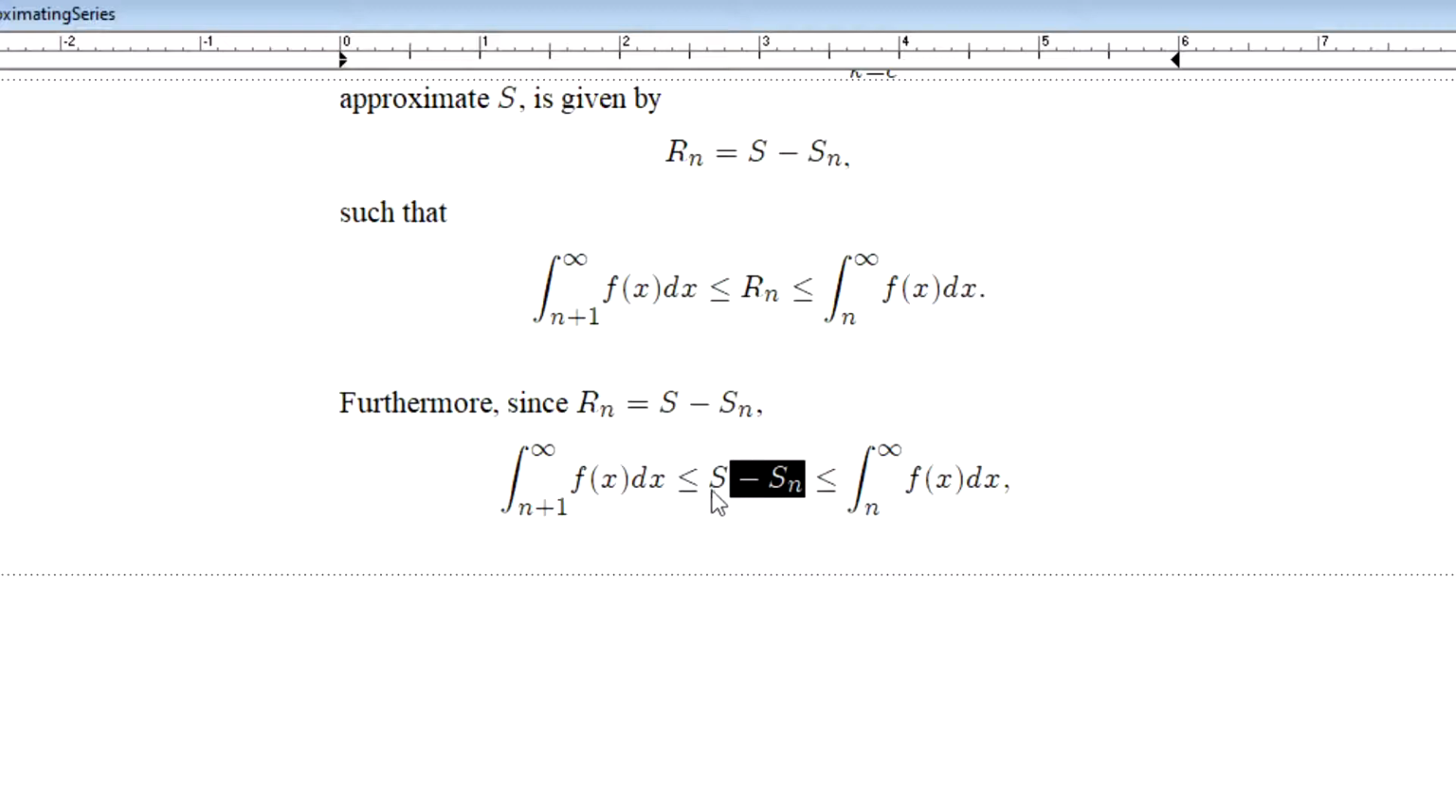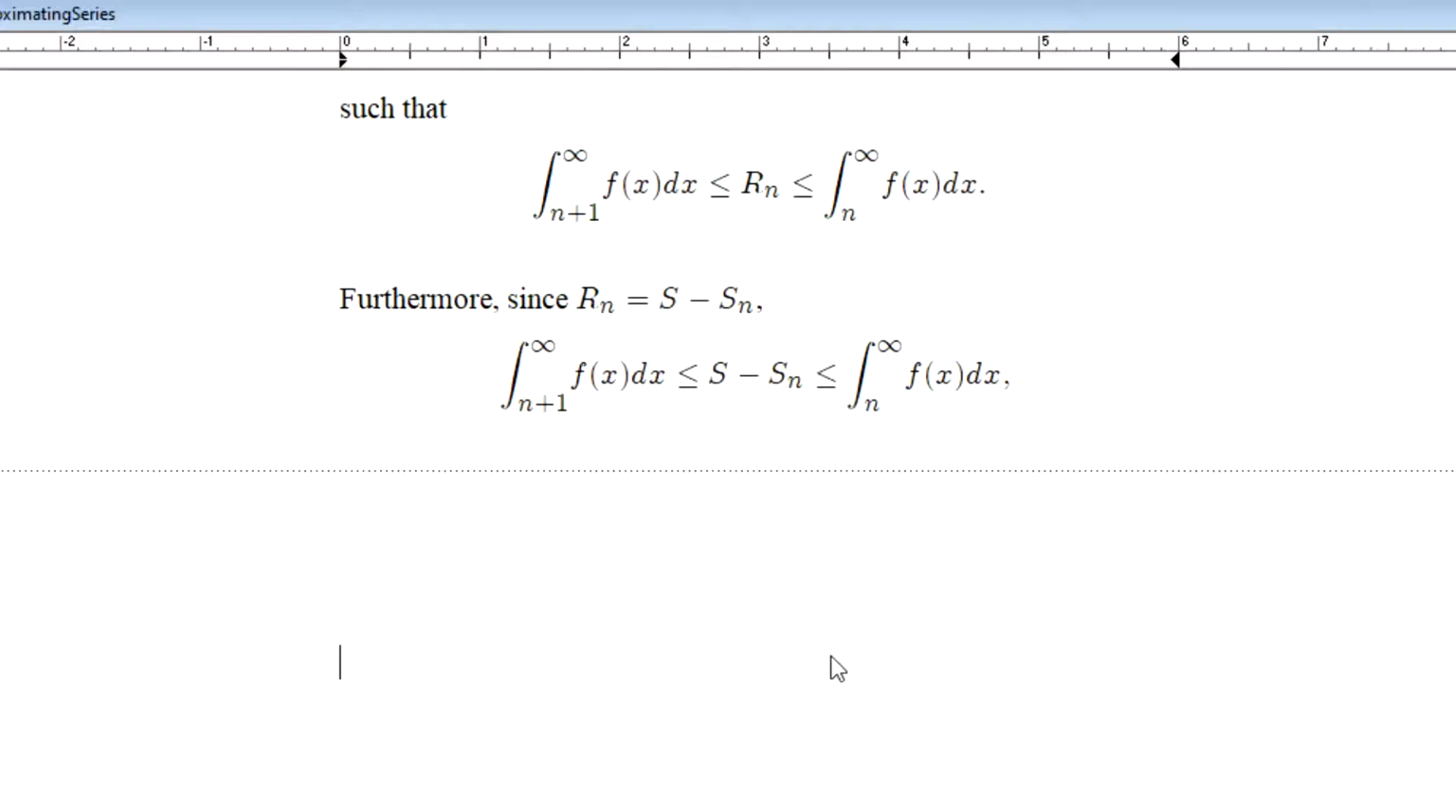The two improper integrals found on the outside of this inequality, and the inside, which is s minus s sub n, all get s sub n added. When we add it to the inside, it turns s minus s sub n into simply s, and then we add s sub n to the outer two quantities.